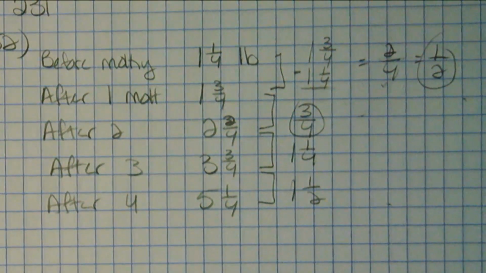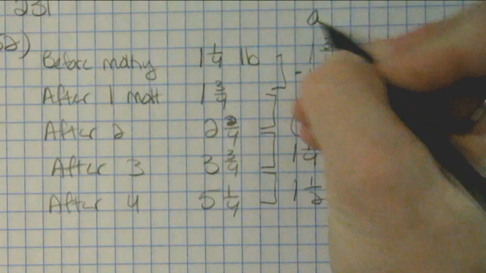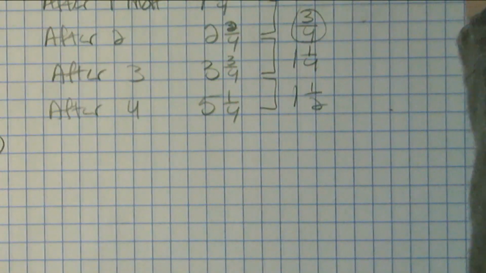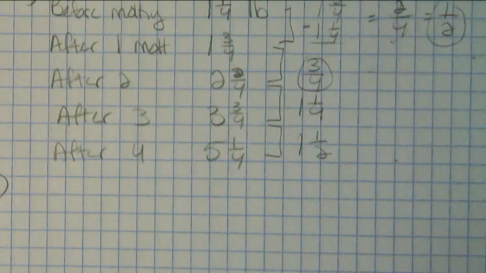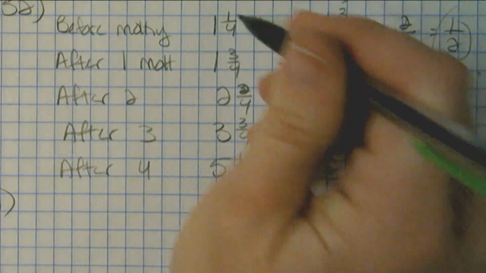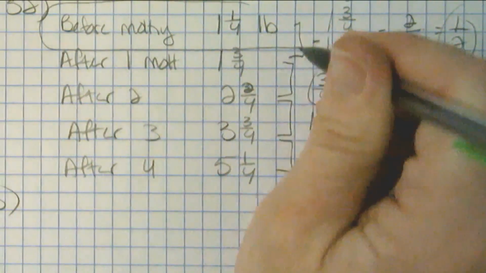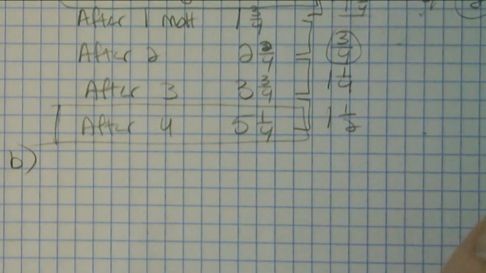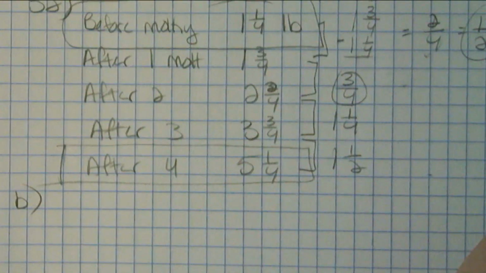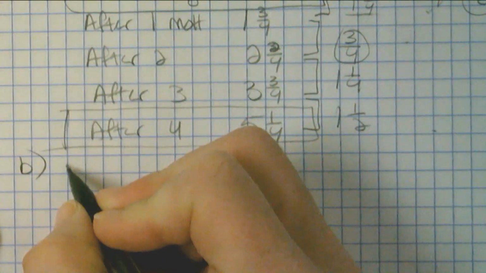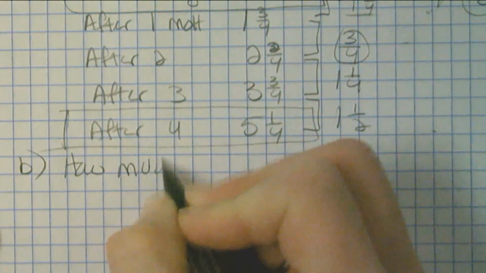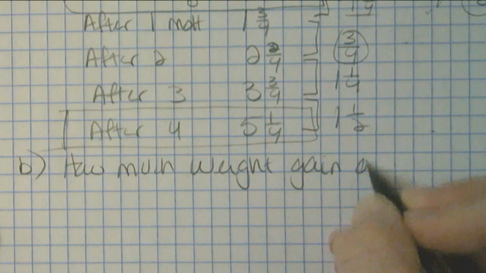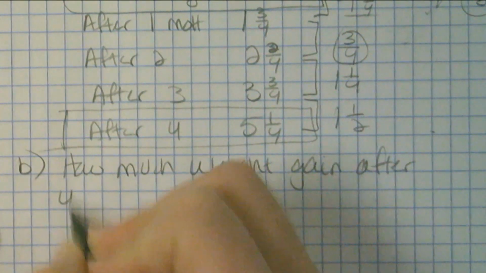Okay. Part B, so this was A. Part B said, how many pounds in all did the lobster gain after 4 moltings? All right, so I have to take the before and I have to take the after, and we want to know how much did it gain. All right, so how much weight gain after 4 moltings?